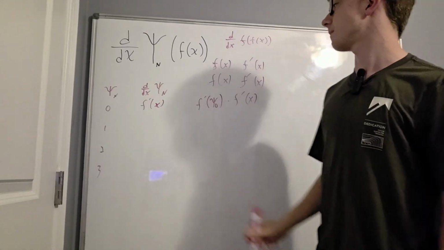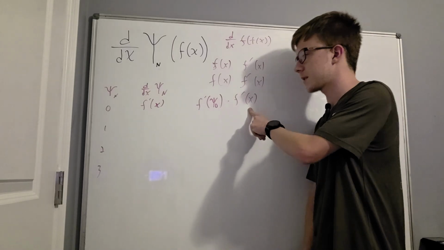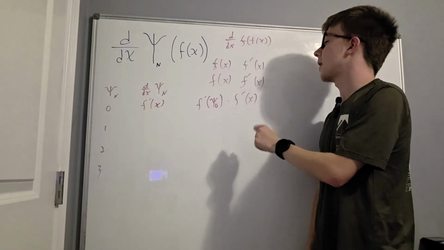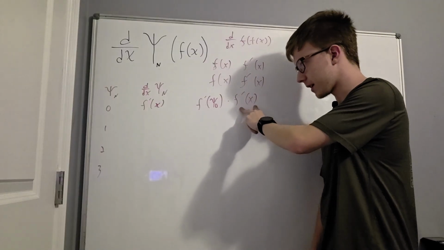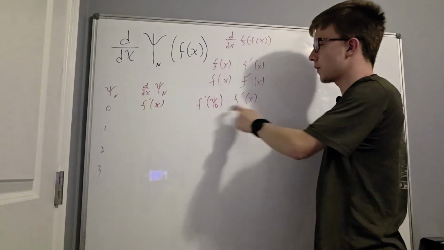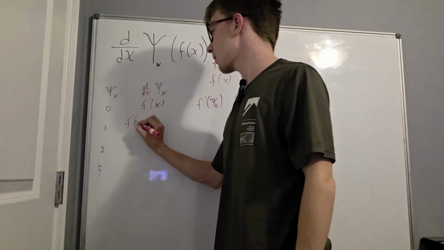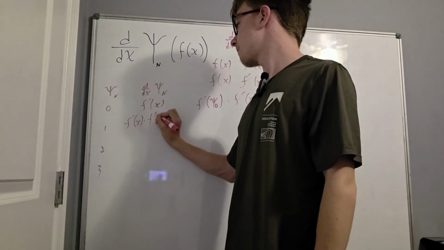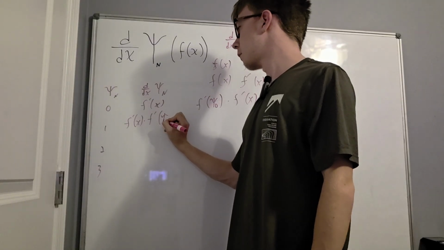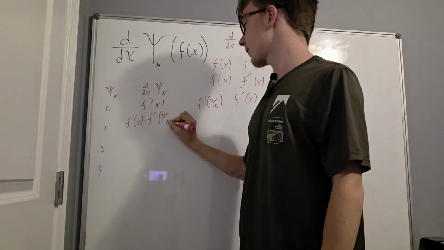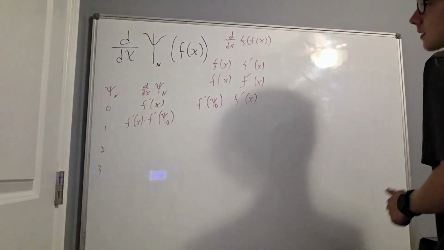Because if you look at this here, you get f prime of x, and you got psi 0. Both of them have the f prime. And the order I'm going to actually write this down is f prime of x times f prime of psi 0. Okay, that's nice and all.